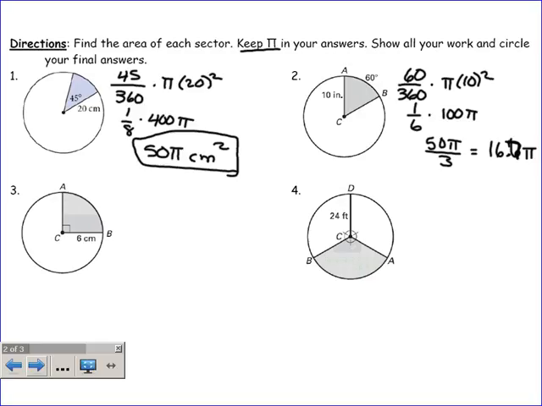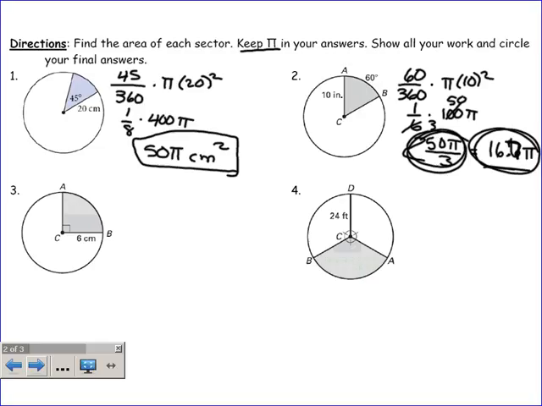1/6 times 100 is just 100 divided by 6. These are both divisible by 2, so that's 50 over 3, which is 50 thirds. 50 divided by 3 is 16.66666, so. Yeah, I would say if you want the exact answer, this is the exact answer. If you want something rounded, this is rounded.